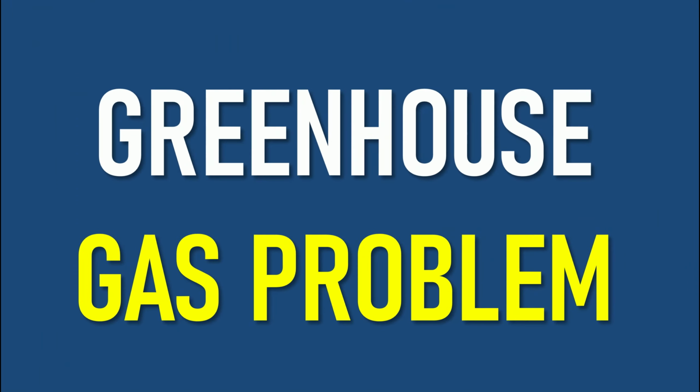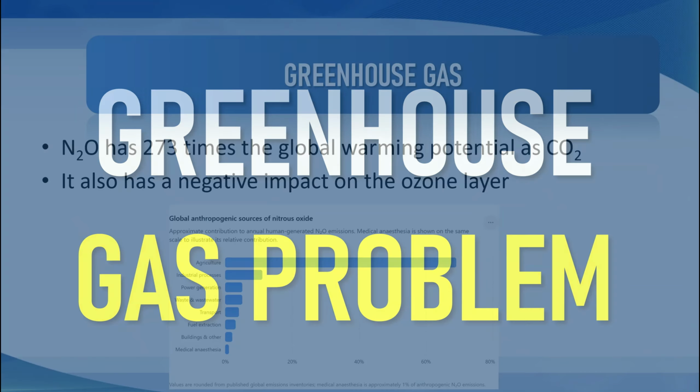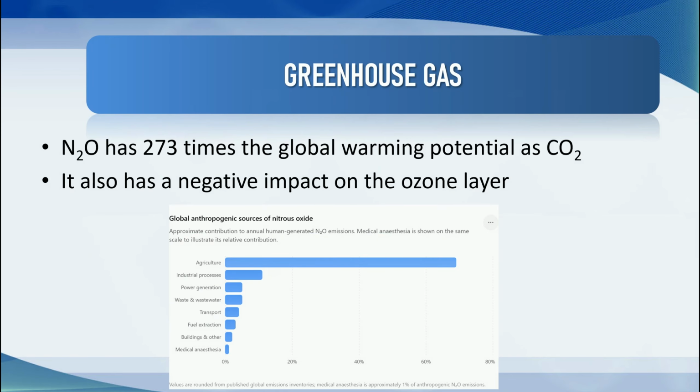Nitrous oxide as a greenhouse gas. Nitrous oxide has 273 times the global warming potential of carbon dioxide. It also has a negative impact on the ozone layer. Medical sources of nitrous oxide are a vanishingly small part of global output of nitrous into the atmosphere each year. It is less than 1%.